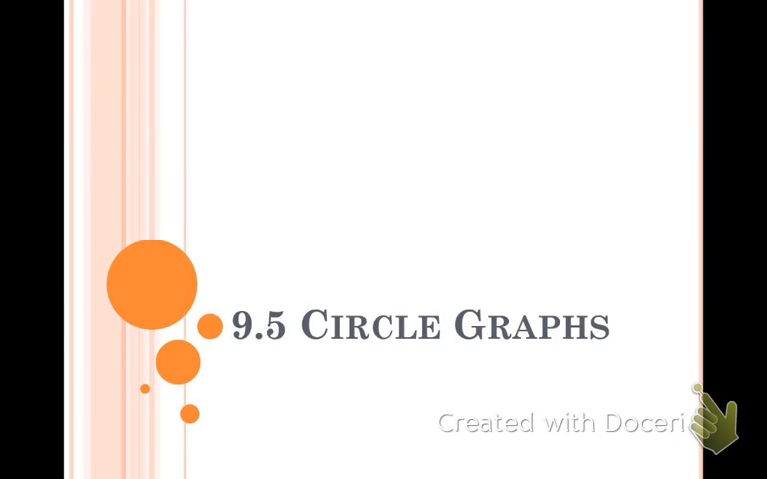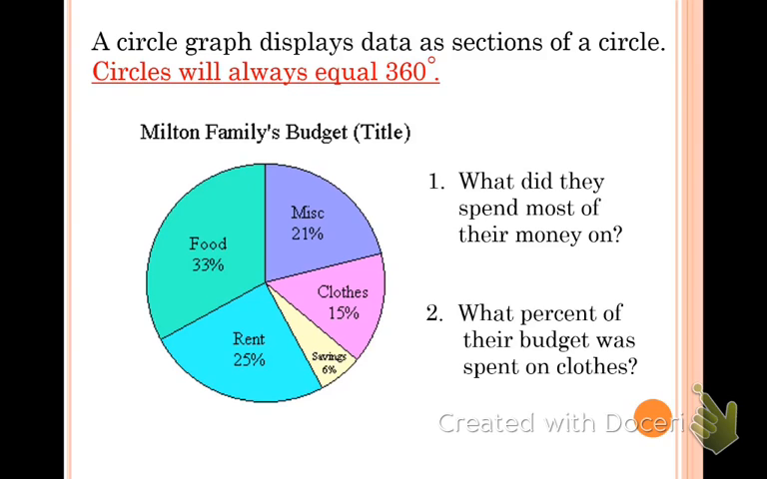Today's lesson is going to be on 9.5 circle graphs. There's a few things that I want you to know about circle graphs. A circle graph displays data as sections of a circle. How many of you have seen a circle graph before? Okay, it's something that we have seen, and it's just a way that we can gather some information. There's something I've written in red that I want in red on your notes. What does it say? 360 degrees is always going to be how many degrees is in a circle.